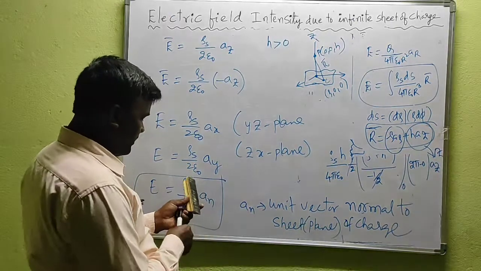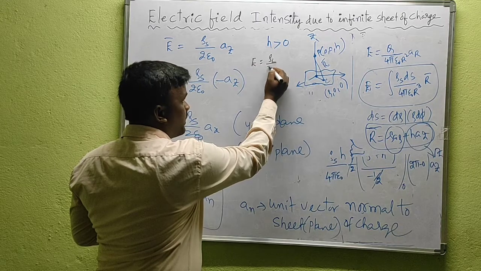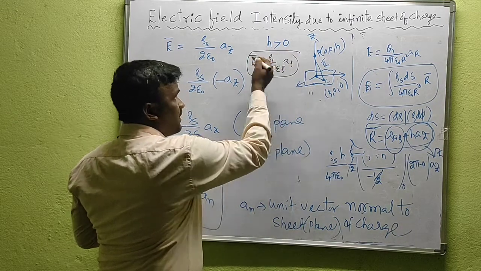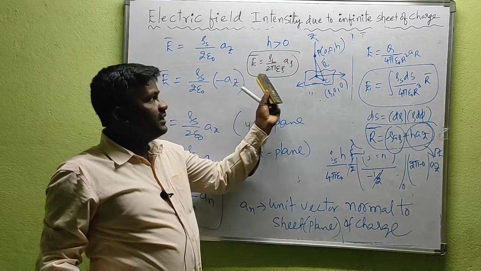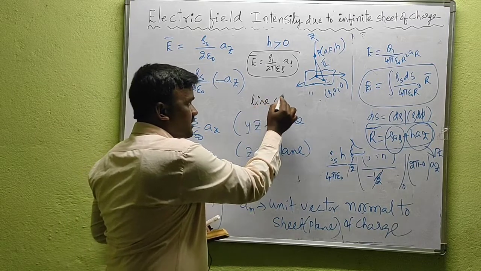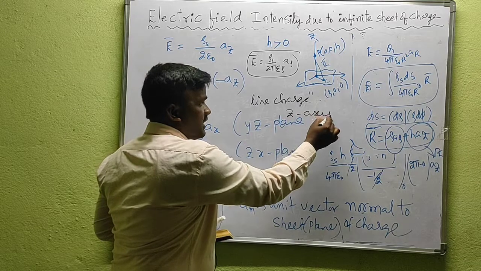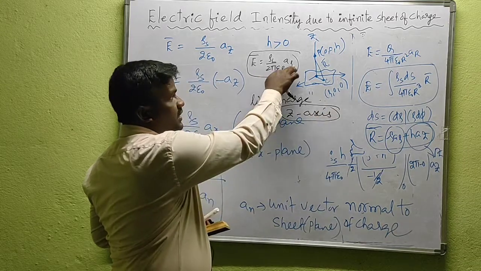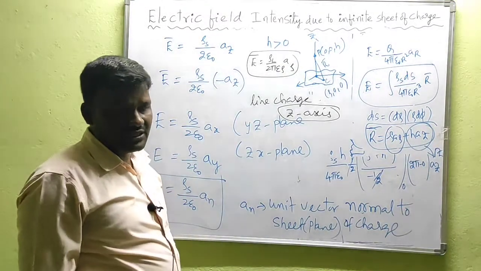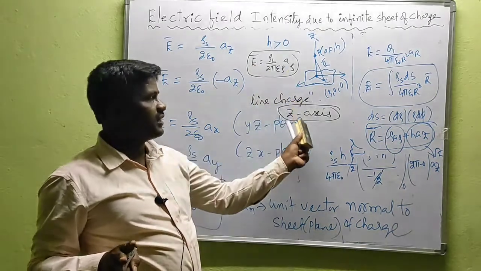Of course in the previous class we derived electric field intensity due to what? Line charge, that is E equal to rho l by 2 pi epsilon rho a rho. Basically, in order to find the electric field intensity due to an infinite line charge, the charge is placed along the z axis, but the direction of E is what? Along the a rho direction. What about rho? Rho is always perpendicular to z, meaning the field is perpendicular to the z axis.